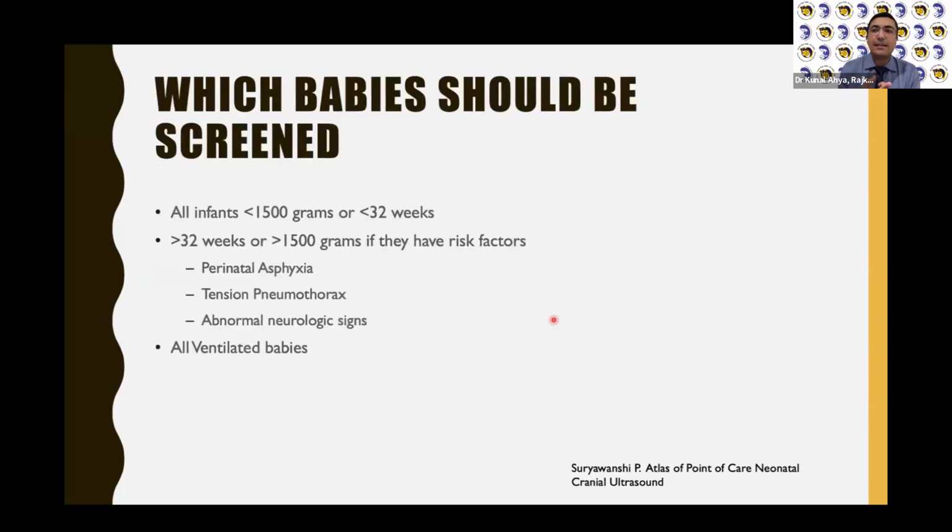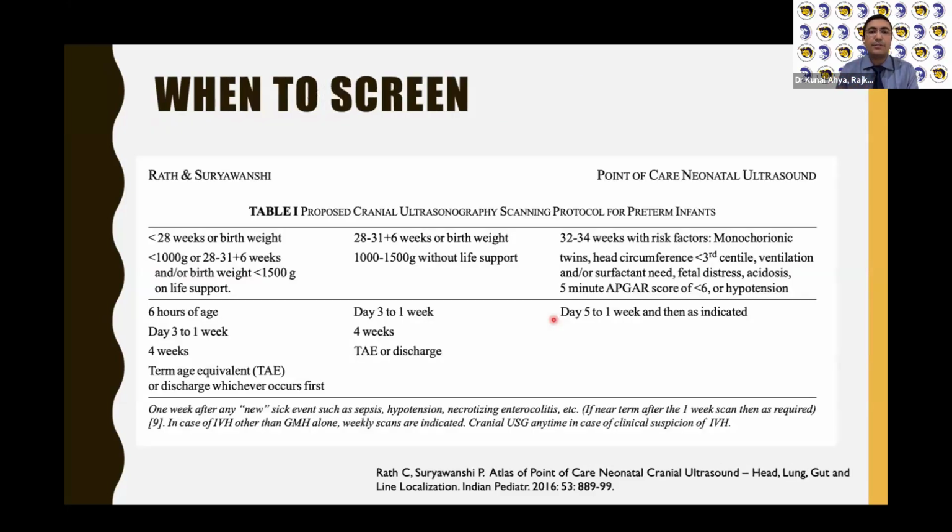Previously there were specific indications in which we needed to do it, but sometimes we need to do routine screening also. So any baby who is below 1.5 kg or below 32 weeks, or any baby who is above 32 weeks or above 1.5 kg, if there is a history of perinatal asphyxia, if there is pneumothorax, abnormal neurological signs, and in all the ventilated babies, we need to do screening for any intracranial pathologies.